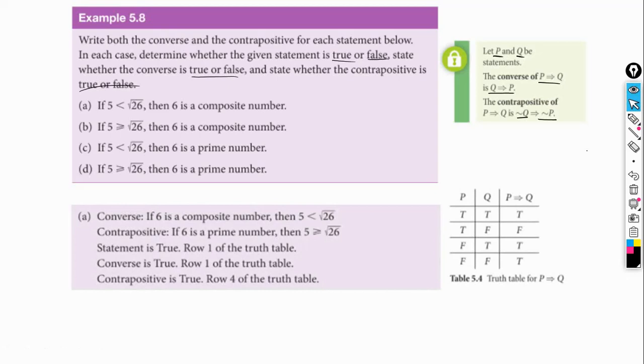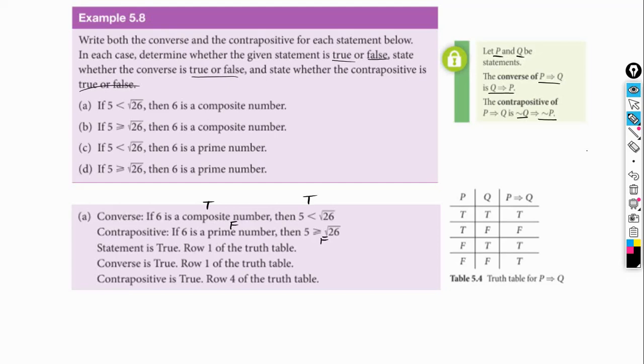So notice that the converse is going to be, if 6 is a composite number, then 5 is less than the square root of 26. By the way, these statements are both true. The contrapositive is, if 6 is a prime number, which is false, then 5 is greater than or equal to the square root of 26, which is also false.